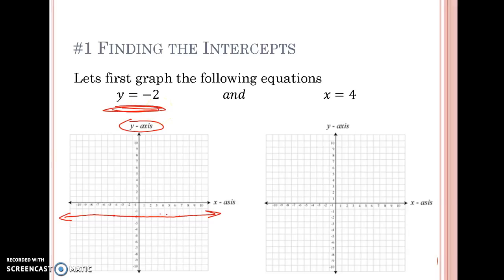Now it could be something like this. It could be y equals 4, and it would be a line about here. y equals 8 would be up here. y equals -7 would be down here, but they're always going to be a horizontal line.